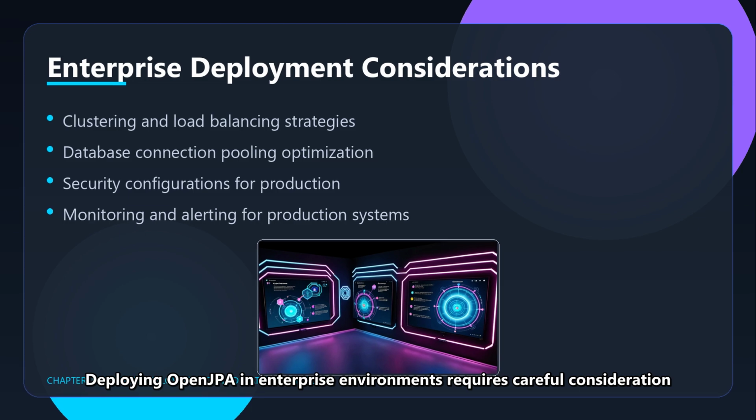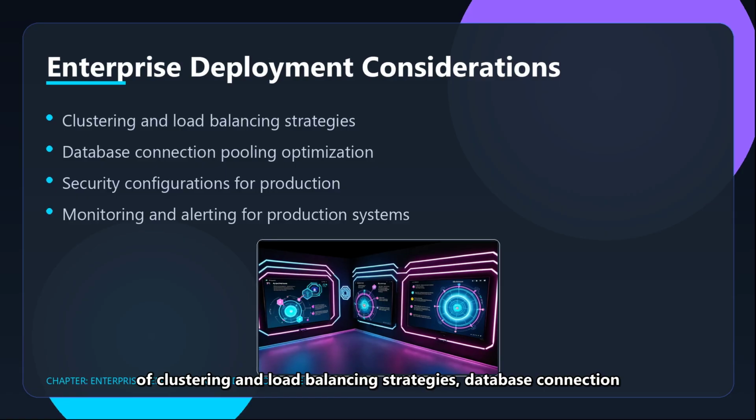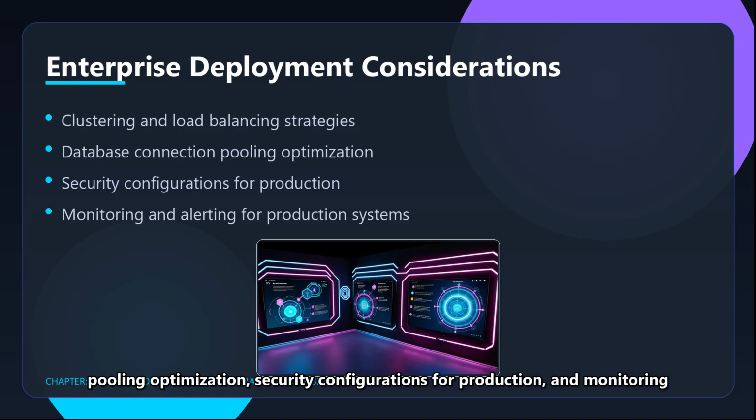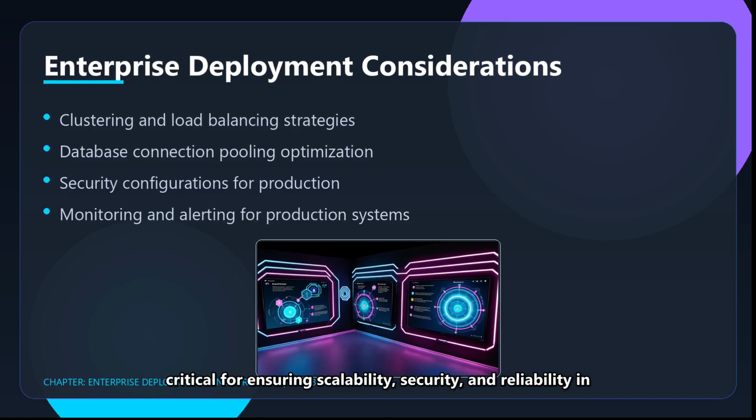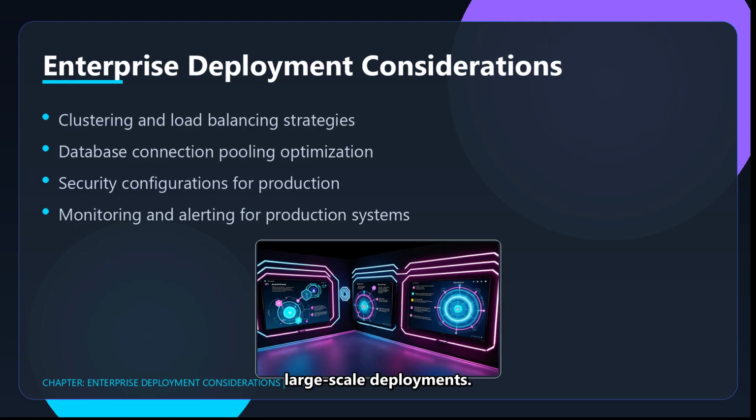Deploying OpenJPA in enterprise environments requires careful consideration of clustering and load balancing strategies, database connection pooling optimization, security configurations for production, and monitoring and alerting for production systems. These factors are critical for ensuring scalability, security, and reliability in large-scale deployments.